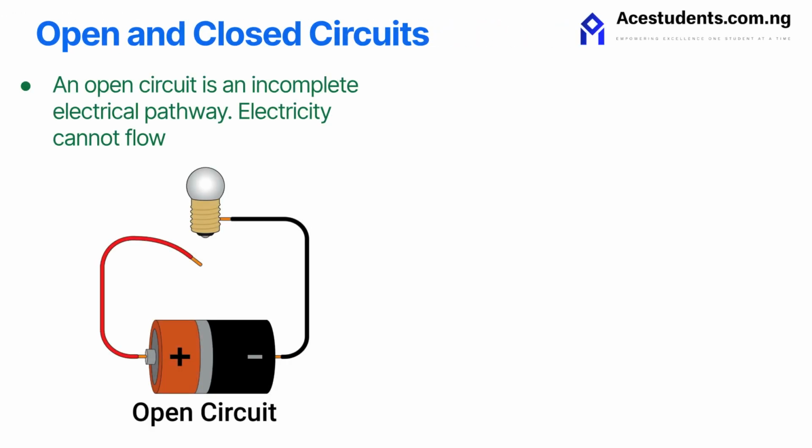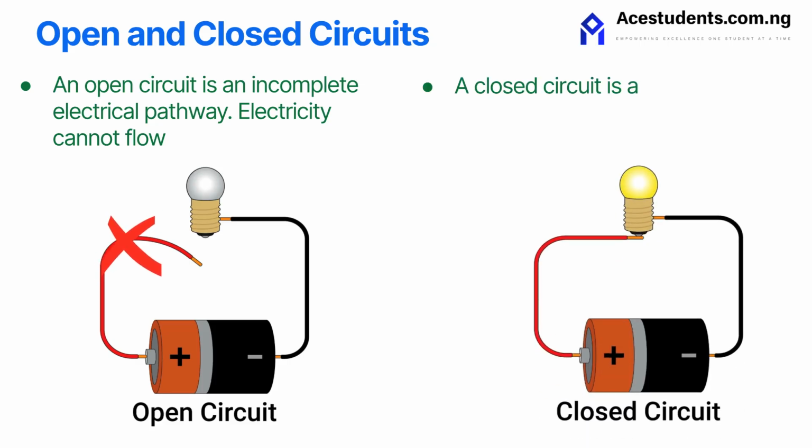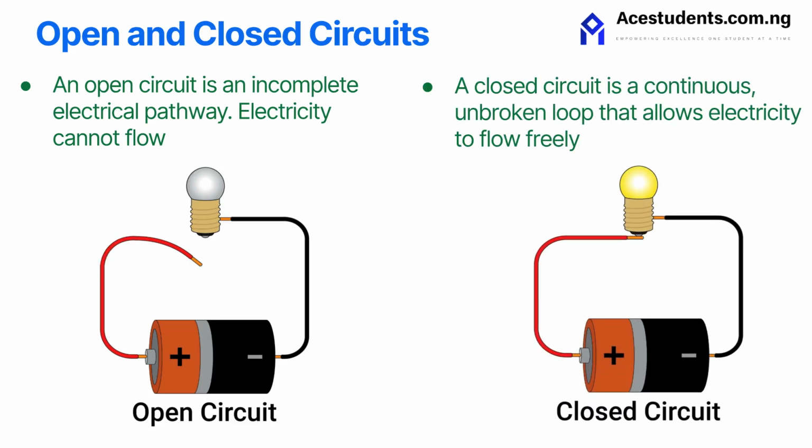In an open circuit, the electrical pathway is incomplete, and electricity cannot flow. A closed circuit is a continuous, unbroken loop, allowing electricity to flow freely.